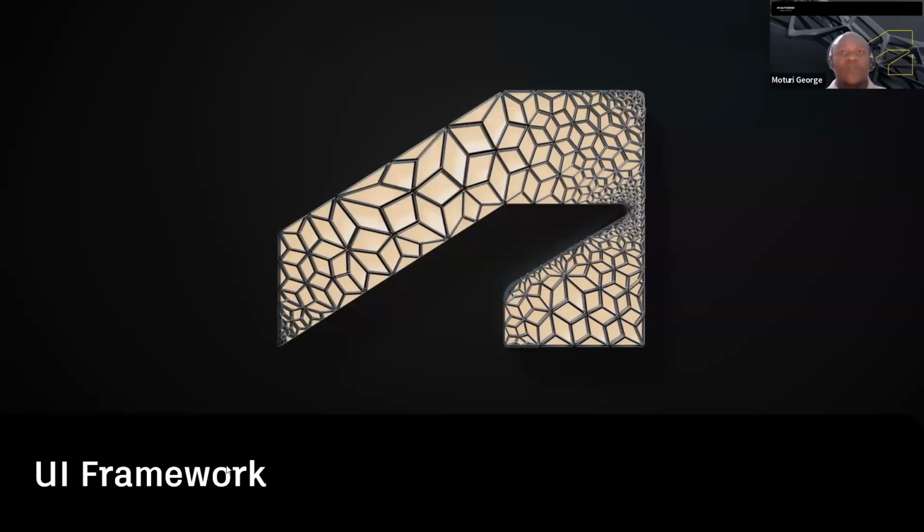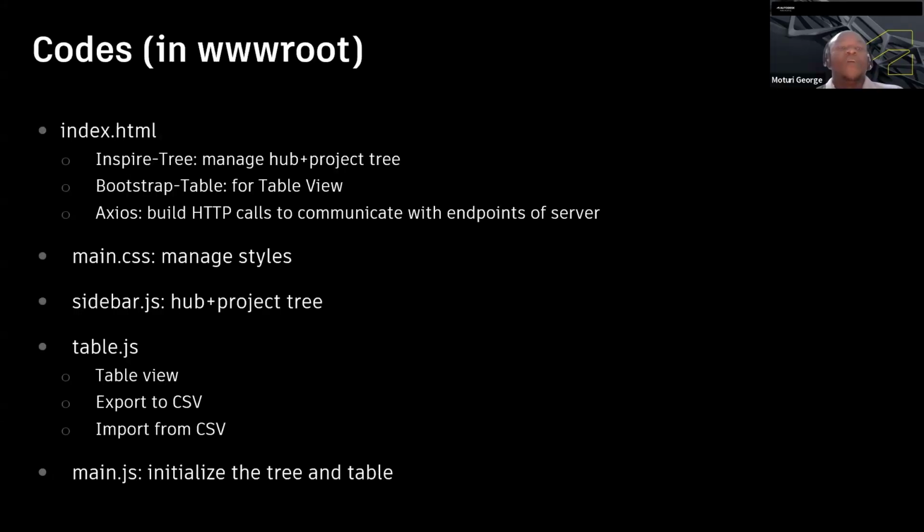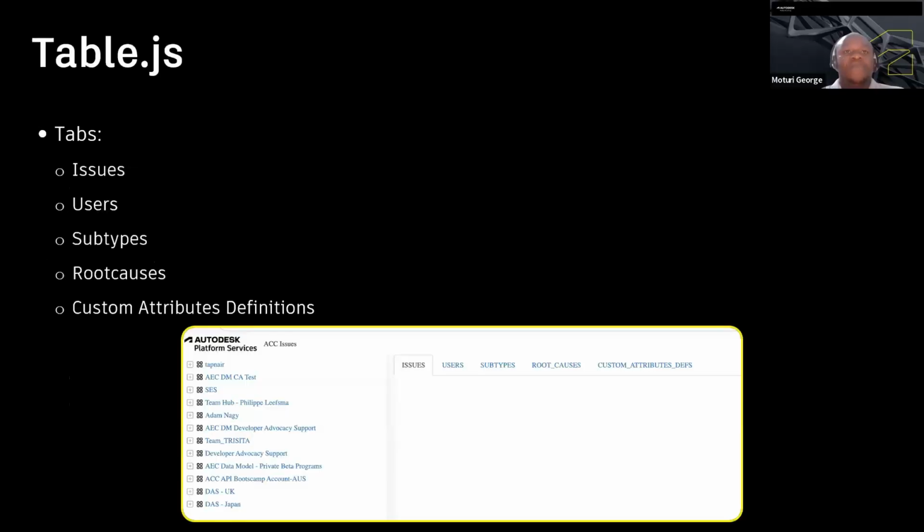So let's begin. In our UI, we are going now to create our static files in the wwwroot. So we are first going to create our index HTML. We're going to create our styling using main.css. We're also going to create our sidebar. Our sidebar would be to create the hub plus the project tree. Then we are going to have the table.js to view our data in a tabular format. And finally, main.js to initialize the tree and the table.